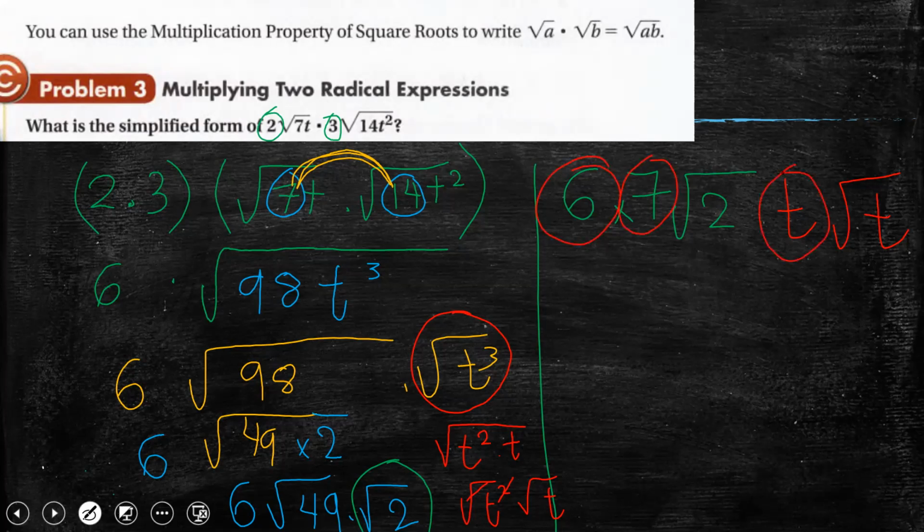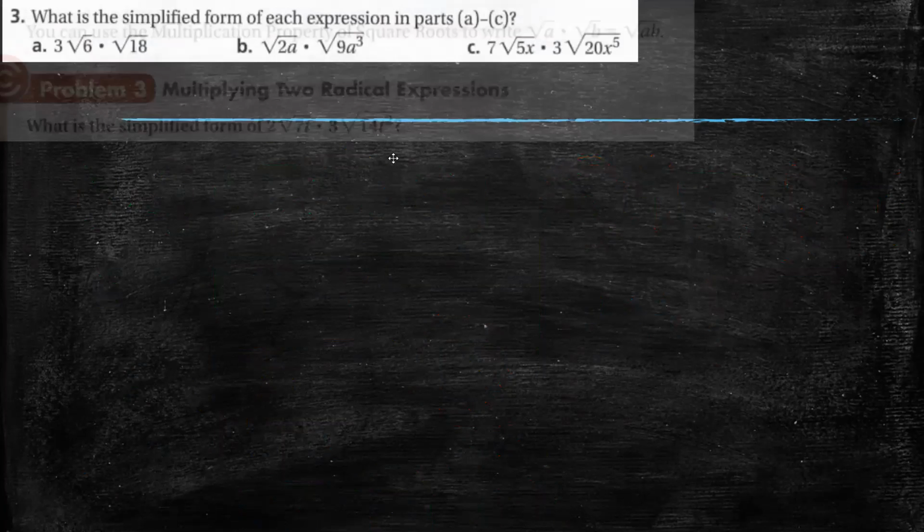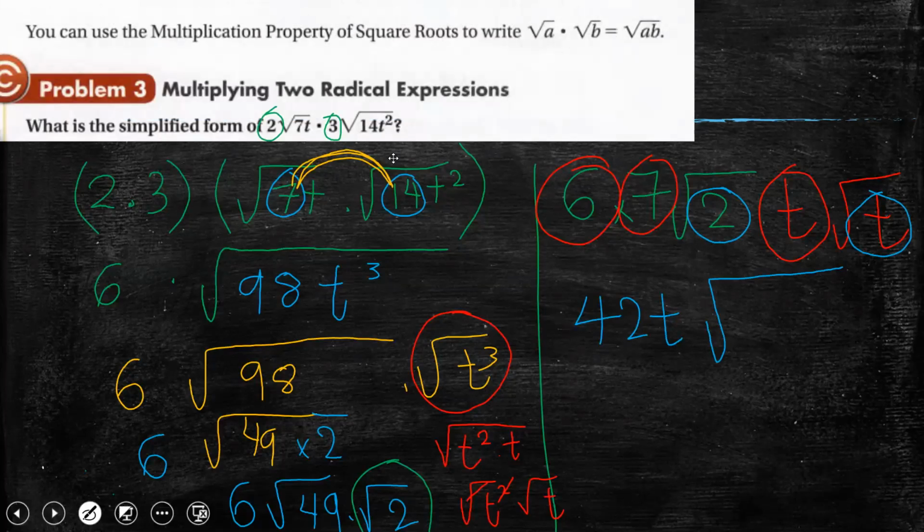Then let's now combine the numbers without a square root. What did we have? 6 and 7 and t. 6 times 7 is 42, times t, 42t. Then the square root: here we have 2 and t, and as we said, we can combine them in one square root, so we have it as 2t. So this is now the simplified product of these two radical expressions.